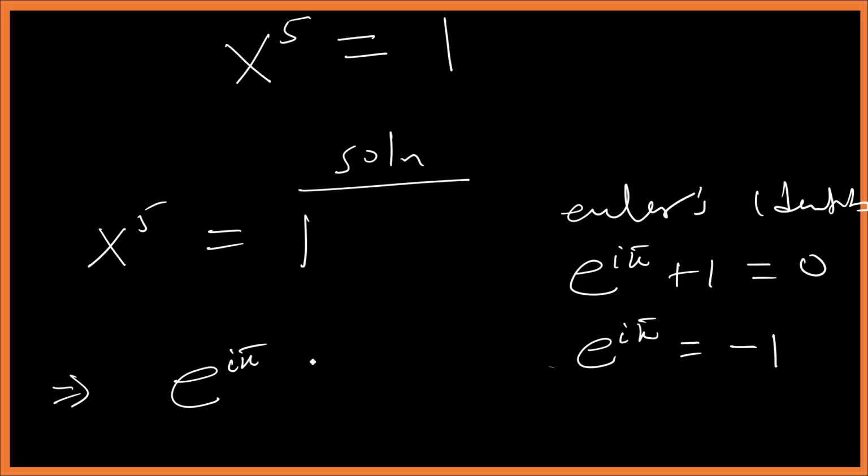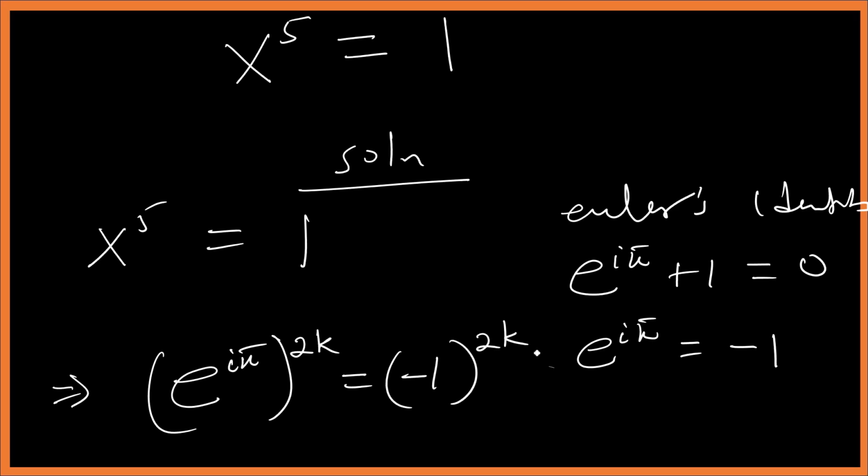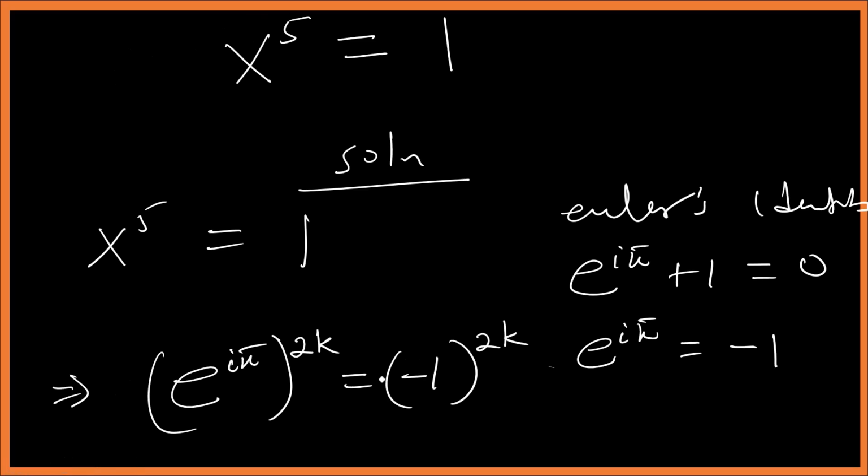Okay, I'll raise both sides with a constant. So I'll multiply the power by 2k, and this side, -1, by 2k. So from here we have e raised to 2k i pi, and this side will still be -1 to the power 2k.